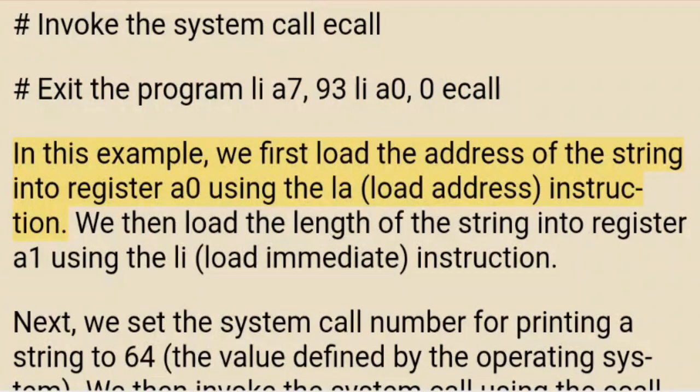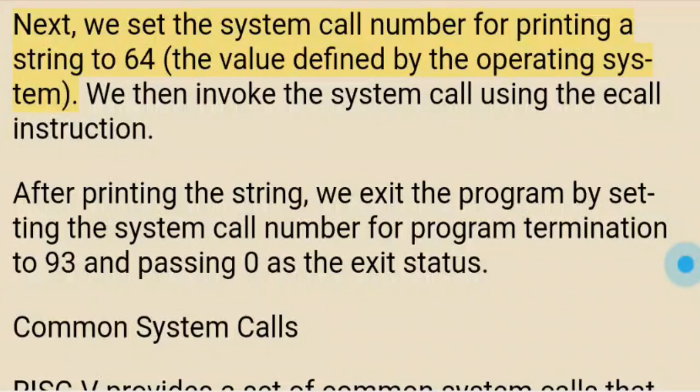In this example, we first load the address of the string into register A0 using the load address instruction. We then load the length of the string into register A1 using the load immediate instruction. Next, we set the system call number for printing a string to 64, the value defined by the operating system. We then invoke the system call using the ecall instruction. After printing the string, we exit the program by setting the system call number for program termination to 93 and passing 0 as the exit status.